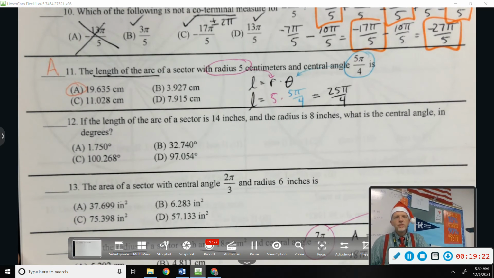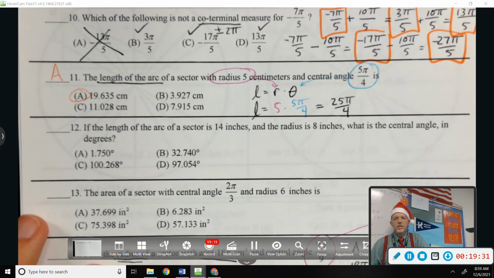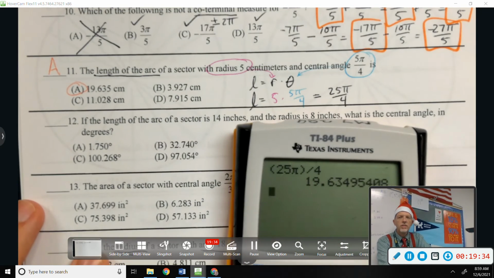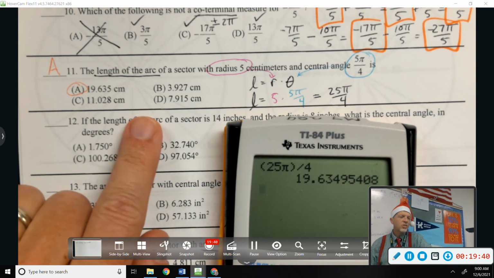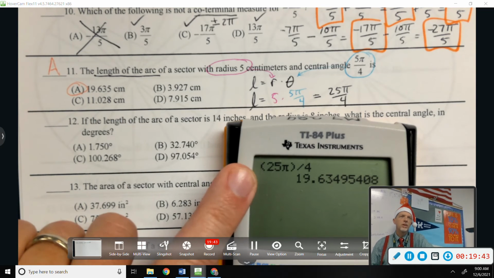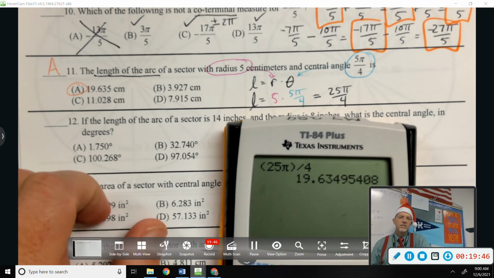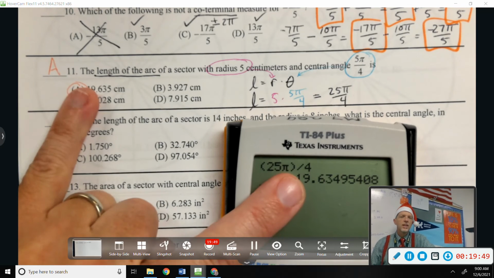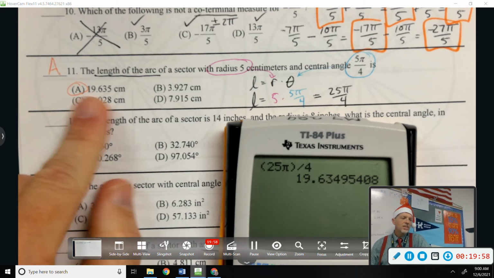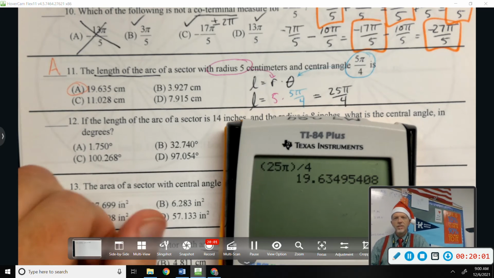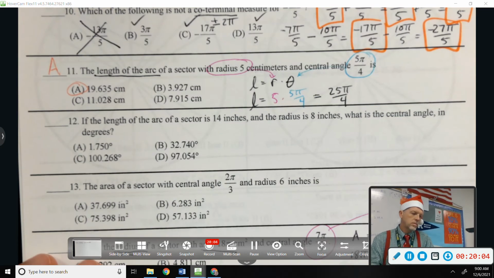Do we need to do 12? It's a bit of a backwards problem. I just put it in the calculator. So the answer is 25 pi over 4, but that's not an answer choice. So I want the decimal equivalent of 25 pi over 4. So I use my calculator to learn that 25 pi over 4 is 19.6. 25 pi over 4 is an exact answer. 19.6 is a rounded answer. It's another way to say it.